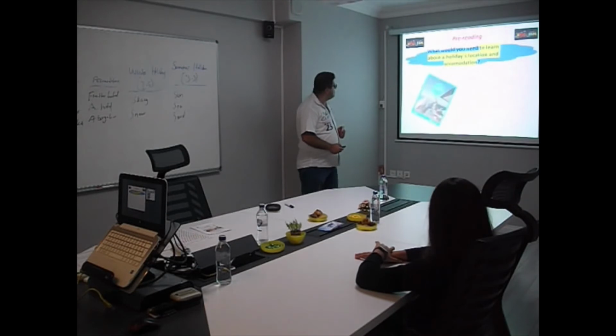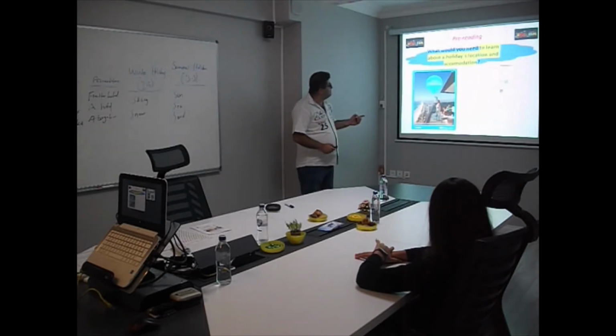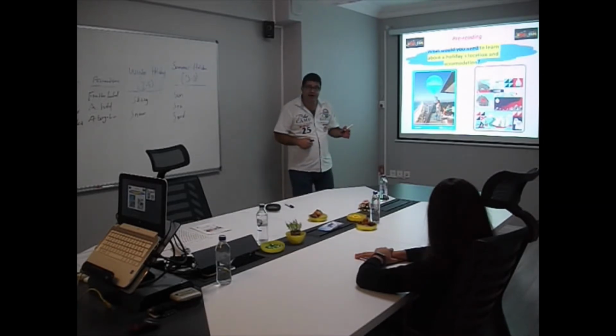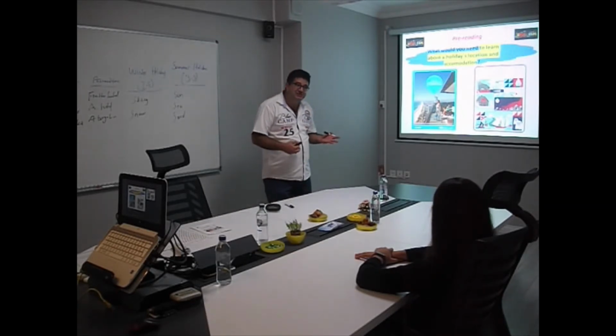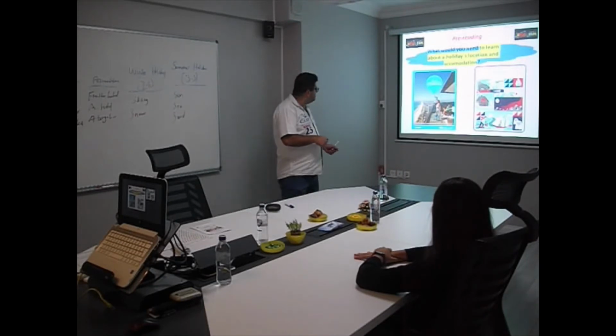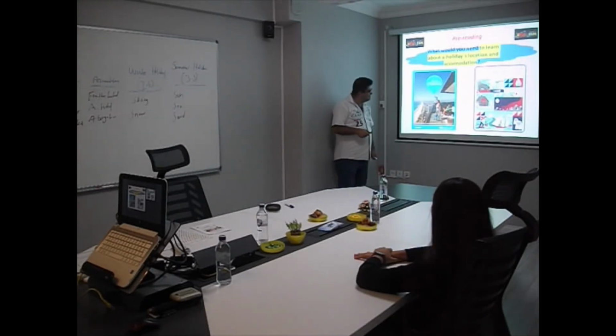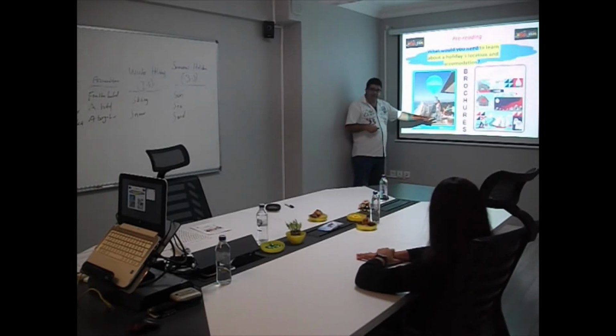Okay. So, what would you need to learn about the holiday location and accommodation? What is this? Do you know what this is? Brochure? Yes, it's a brochure. Where's this place? Where are they? In a balcony. Yes, it is a balcony of perhaps a hotel, because that's the brochure. That's the brochure for a summer holiday.